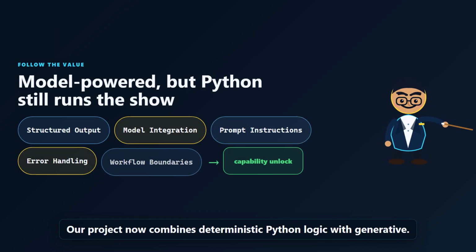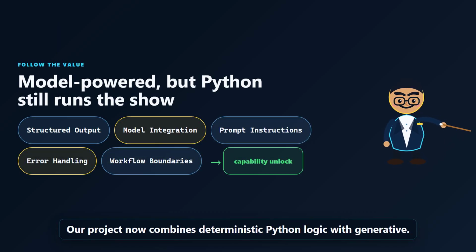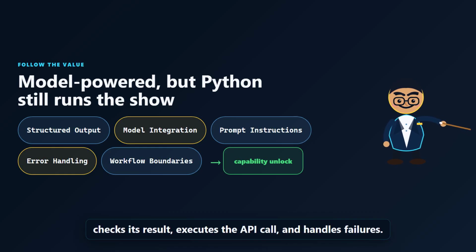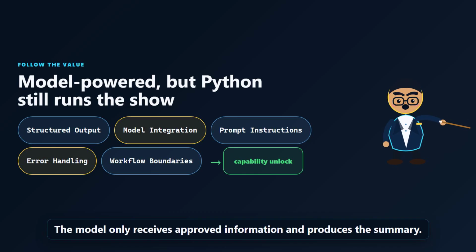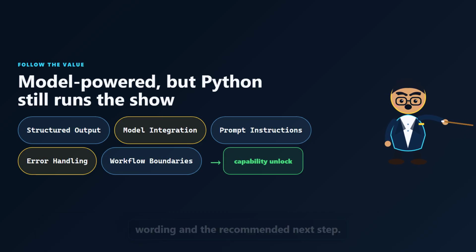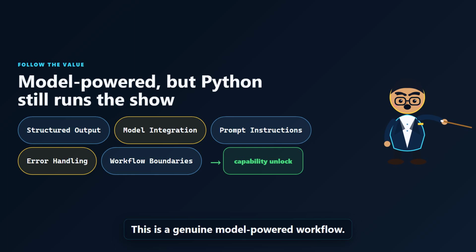Our project now combines deterministic Python logic with generative model output. Python controls input handling, selects the local lookup tool, checks its result, executes the API call, and handles failures. The model only receives approved information and produces the summary wording and the recommended next step. This is a genuine model-powered workflow, but it is still not a complete tool-selecting agent.